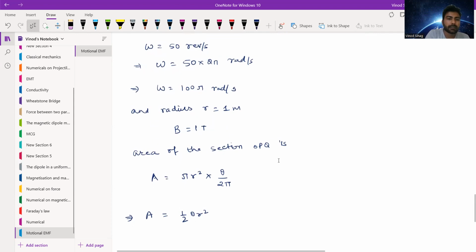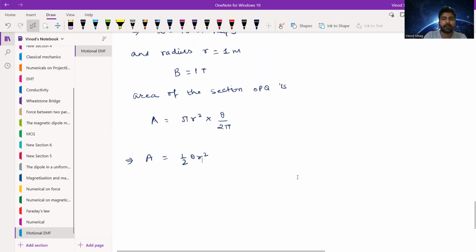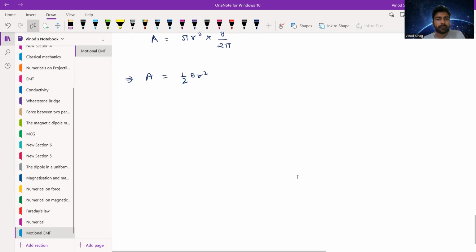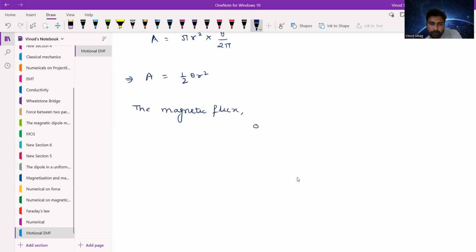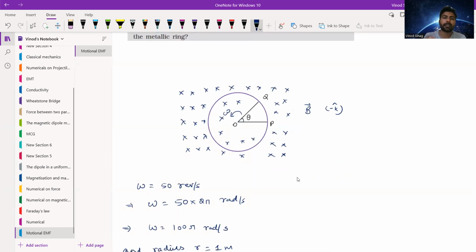Now we got the area, and we have the magnetic field, so now we can find the induced EMF. First of all, we have to find the magnetic flux. Magnetic flux is phi, and it is B vector dot A vector. Now we can say the rod is moving in the anti-clockwise direction. So its area vector will be out of the page, in the plus k cap direction.